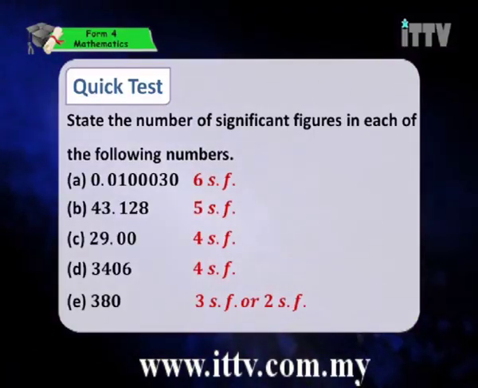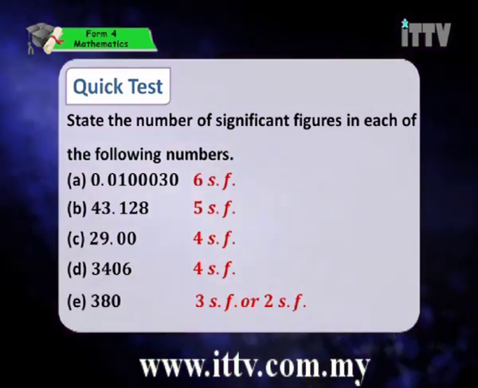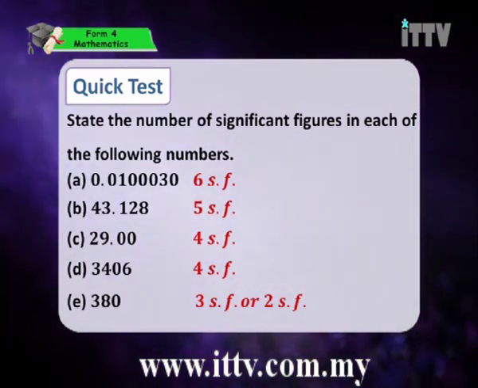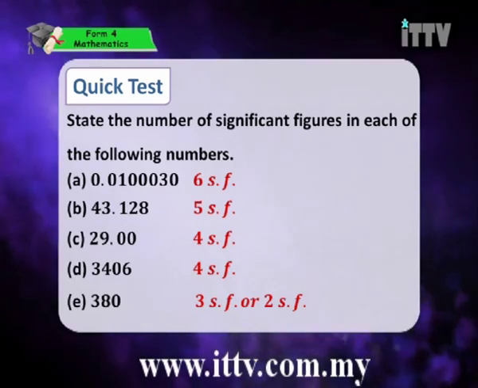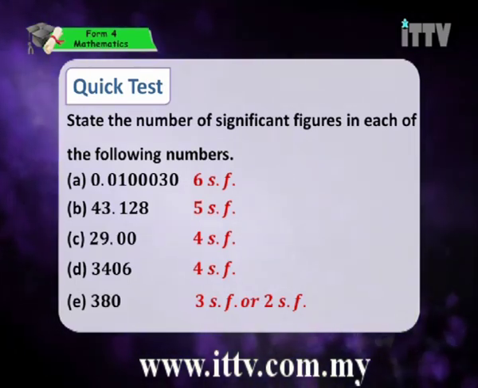It might be 3 significant figures, which is 3, 8 and 0, or 2 significant figures, which is just the 3 and the 8, and the 0 is not. So there are 2 situations here.